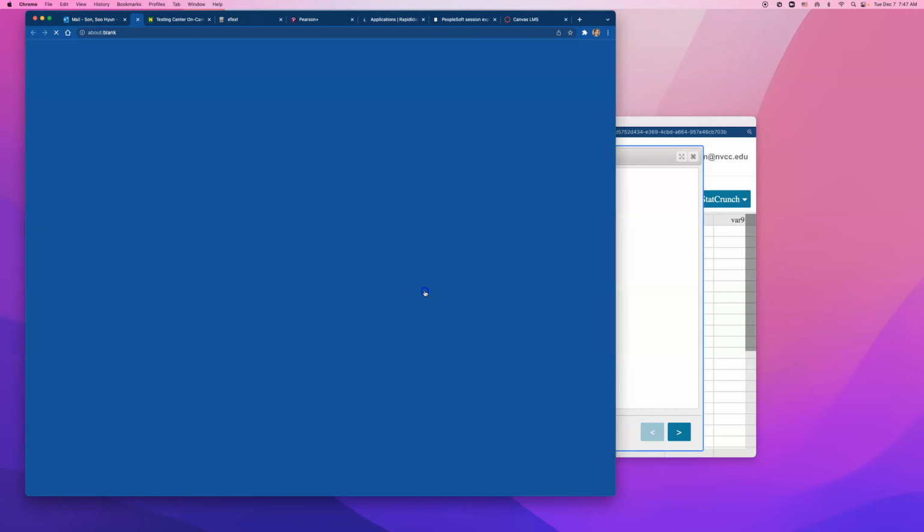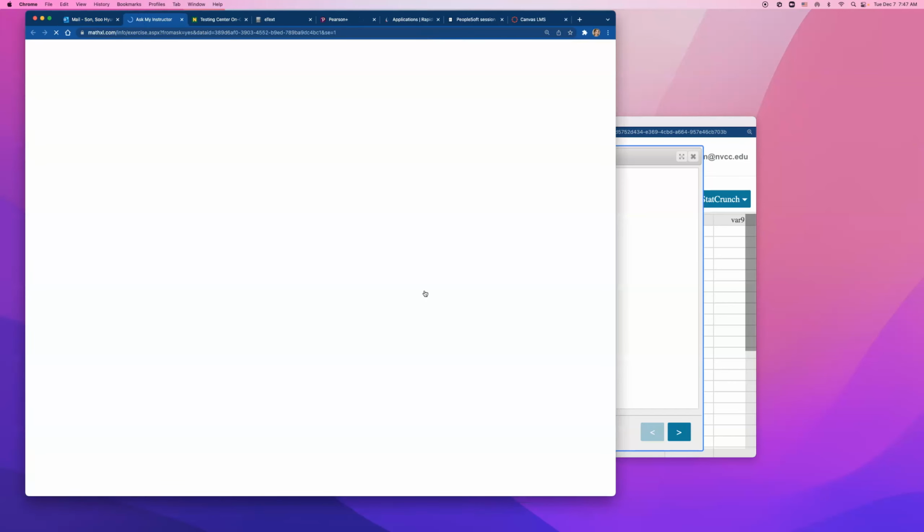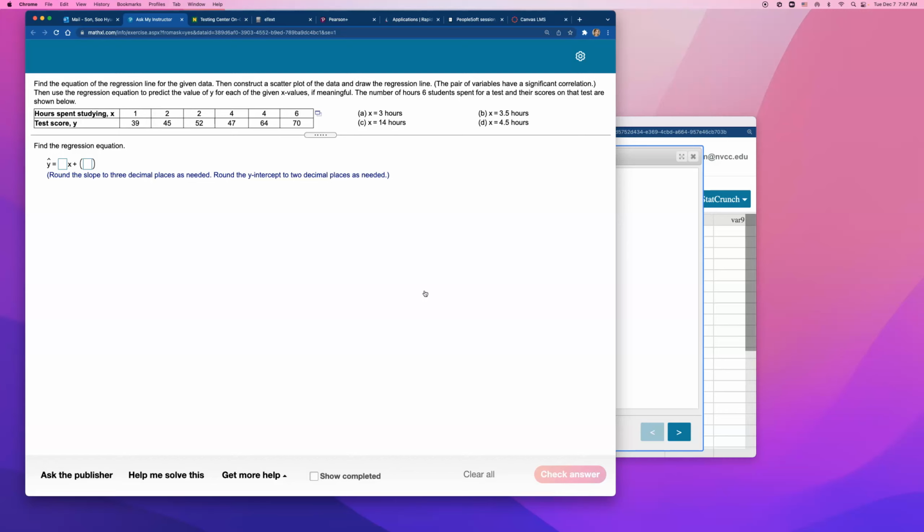All right, next one is number 15. All right, we're finding regression line this time, so I'll just go ahead and do a simple linear regression.